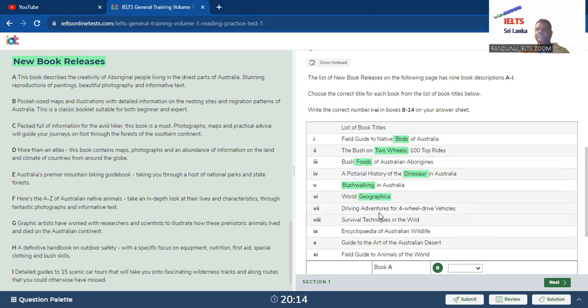Driving Adventures for Four-Wheel Drive Vehicles. So this talks about four-wheel drive vehicles.